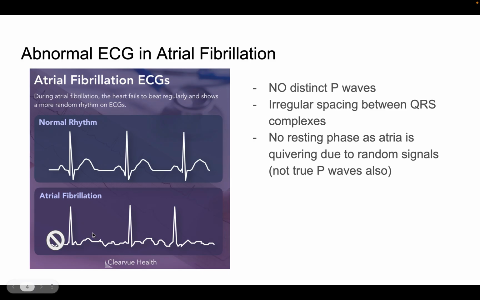Also, the spacing between the QRS complexes is very irregular, so compared to the normal, there's no even spacing. And there's also no flat baseline between the beats either, because the atria never truly rests, because it's constantly receiving those random and irregular conflicting signals.